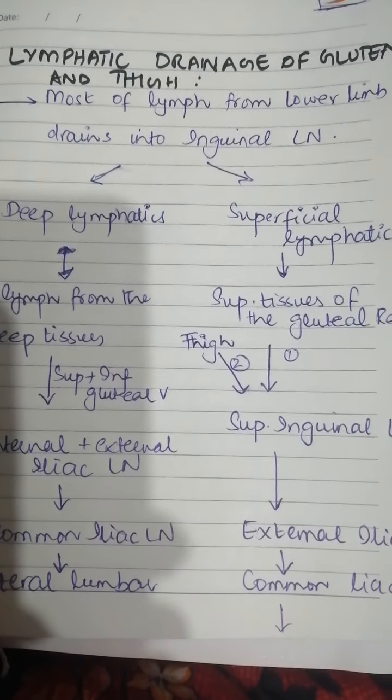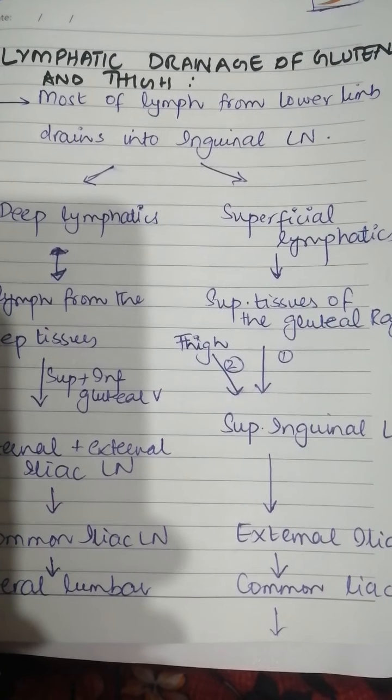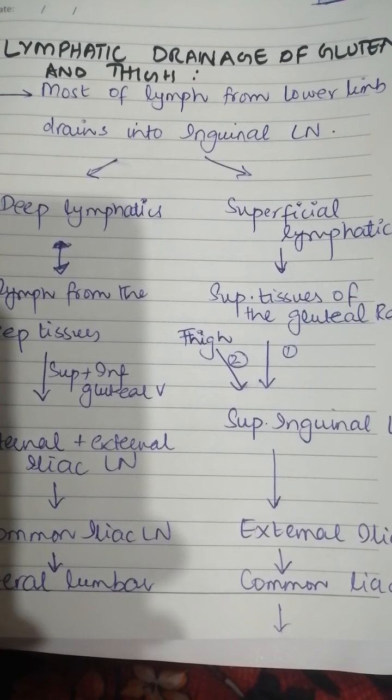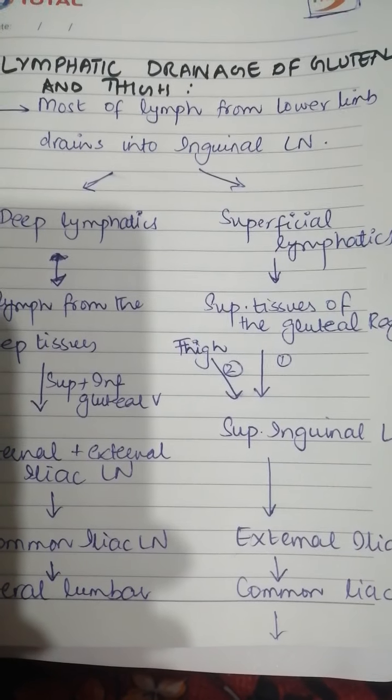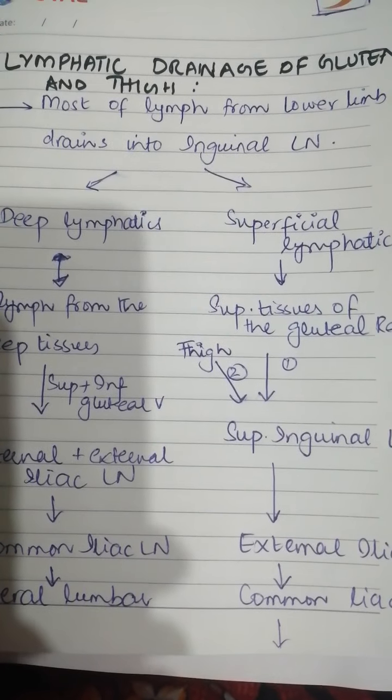So at this point, when we are covering the gluteal and thigh regions, I'm just telling you about the lymphatics of the gluteal and thigh regions. Mostly the lymph from the lower limb is drained into the inguinal group of lymph nodes, which I have told you already.